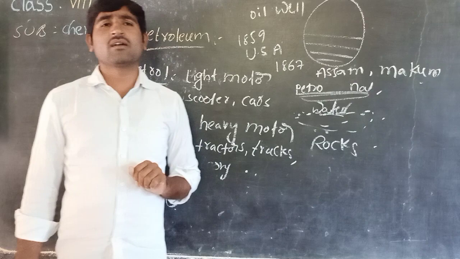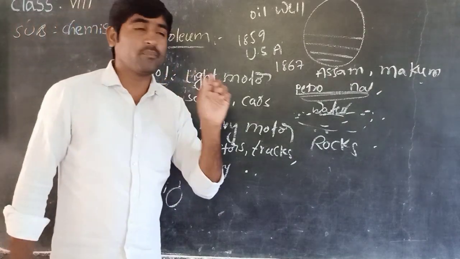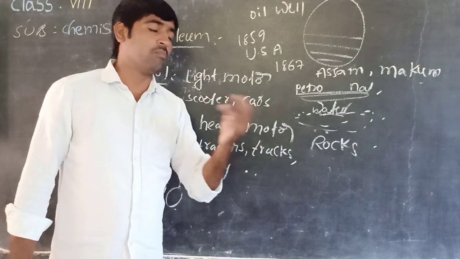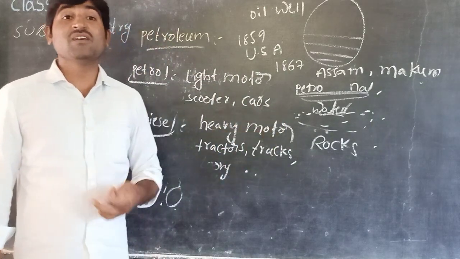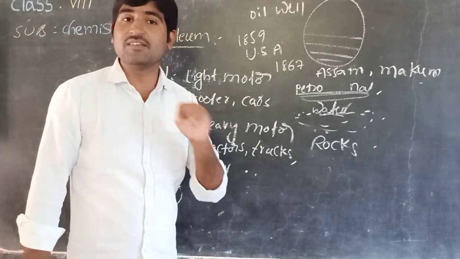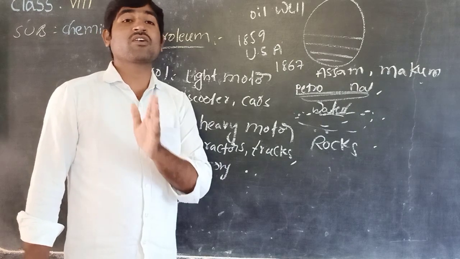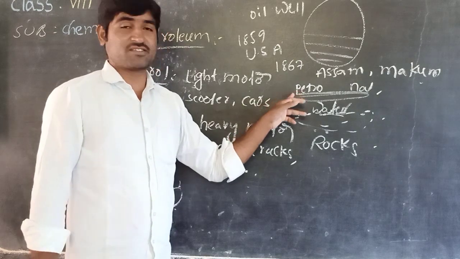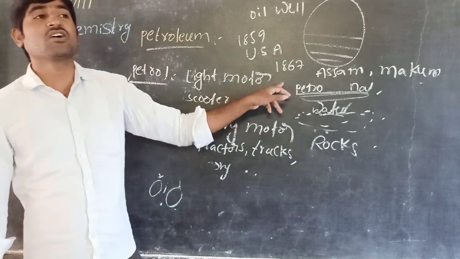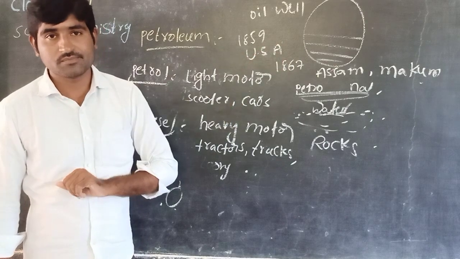After that, in so many places in India they found the availability of petroleum. The places may be Gujarat, Mumbai, Assam, and even in Andhra Pradesh petroleum and natural gas are available. That place is the Krishna Godavari Delta basin, near the river.